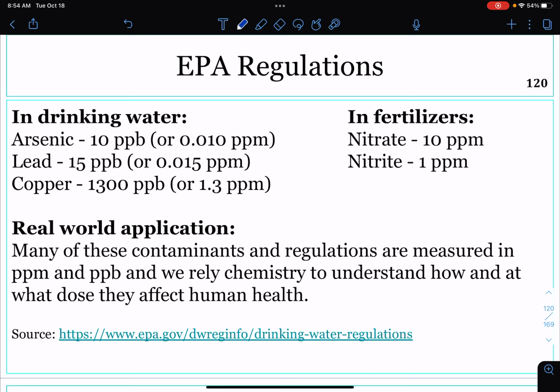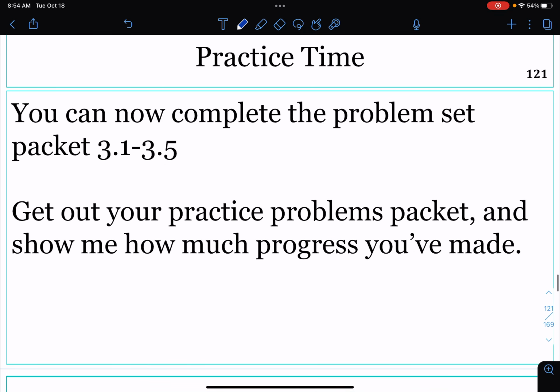Many of these limits are actually set well below the amount that first began causing harmful effects to the human body. These legal limits and regulations for contaminants are often reported in parts per billion and parts per million, and chemistry is used to help us better understand how and at what doses they affect human health. So that's why it's important to be familiar with these units of concentration and how to calculate them. You can now complete the entire practice problem packet, including 3.1 through 3.5.